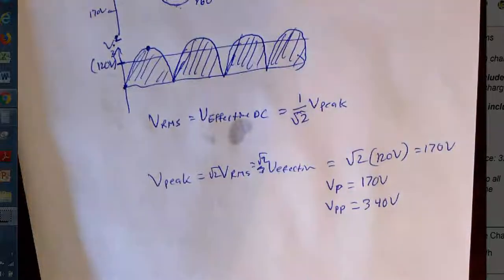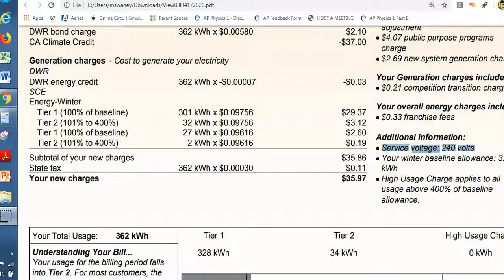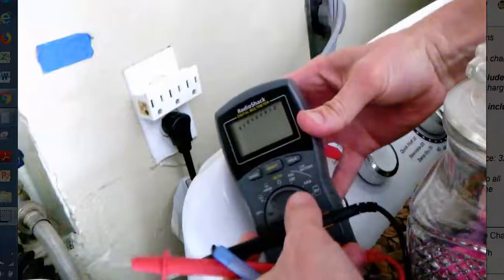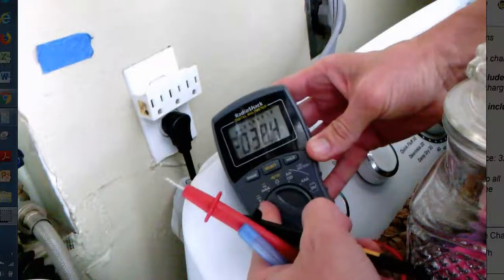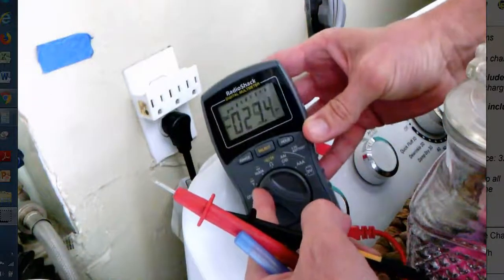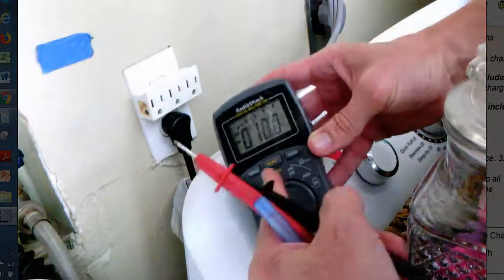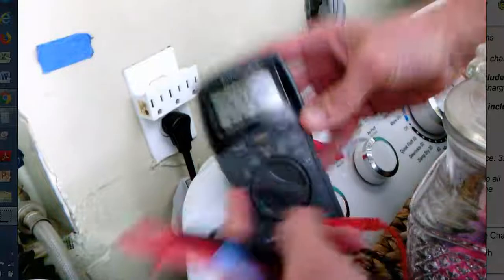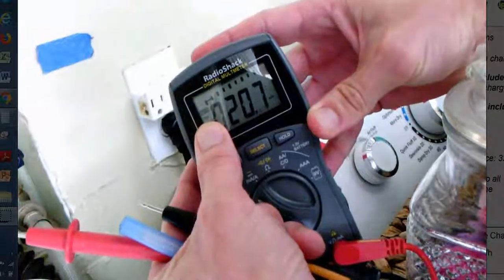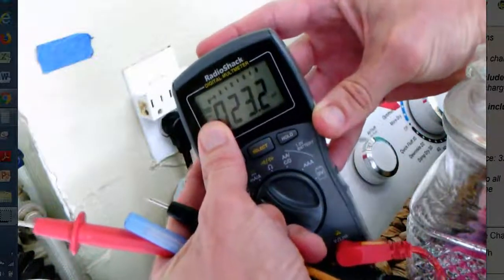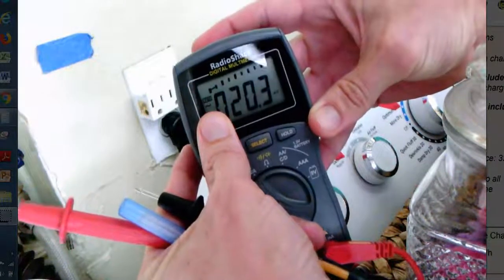So why did this energy bill back here say 240 volts? Well, let's go on a little field trip here in my home. I have my multimeter here. I'm going to turn it on to a voltage setting. Hopefully you can see the V. It defaults to DC, so I press select, and hopefully you can see there's this little squiggle right above my thumb that is supposed to be for AC.